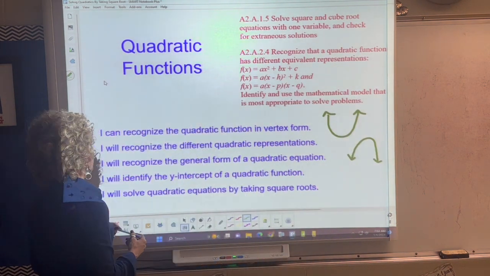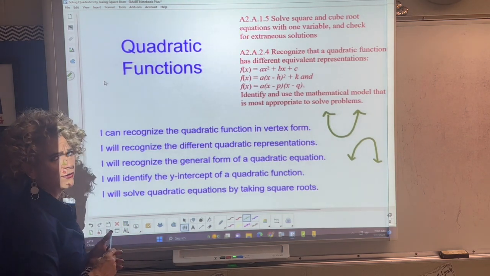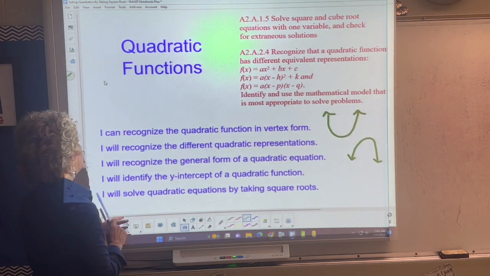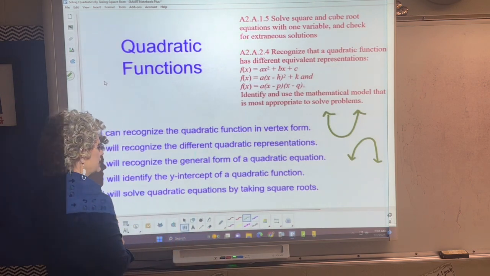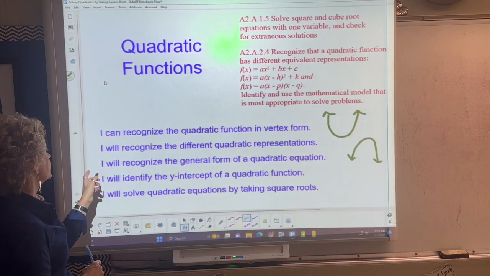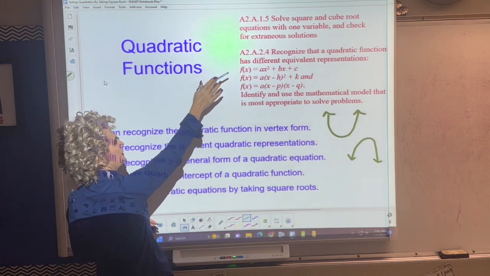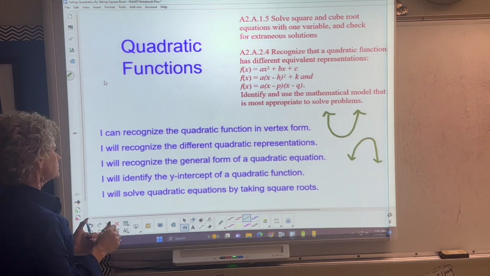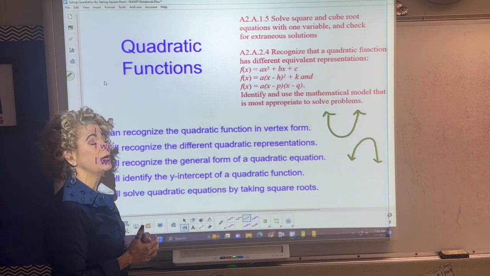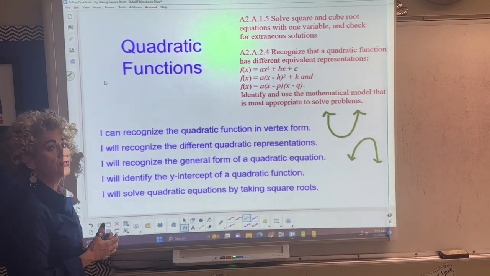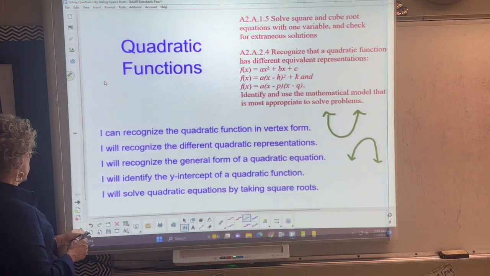We have recognized it and used it tons in the vertex form, so you can recognize the quadratic function in vertex form. What we will focus on today is recognizing the different quadratic representations. Specifically, we'll recognize the general form of the equations. The equations are listed up here in our standards. We will identify the y-intercept of a quadratic function, and we will solve quadratic functions lots of different ways, but specifically today by taking square roots.